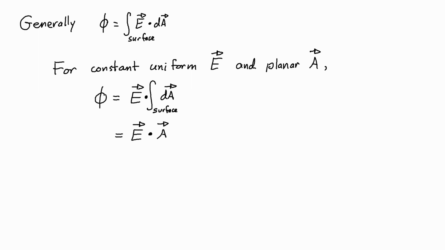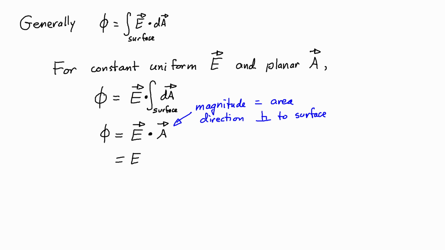So we actually can simplify this down to the flux through that planar surface when that planar surface is in a constant uniform electric field is just the dot product of the electric field and the area vector for that surface. So the magnitude of that area vector is just the area. The direction for the area vector is perpendicular to the plane, or perpendicular to the surface. And because it's just a vector dot product, another way to write that is just the magnitude of the electric field times the magnitude of the area times cosine of theta, where theta is the angle between E and A.